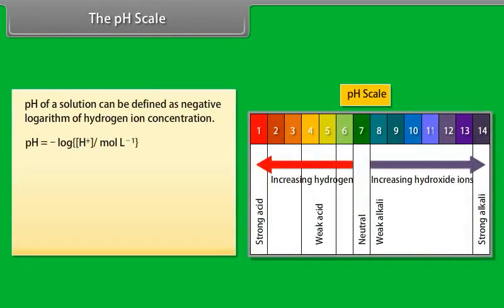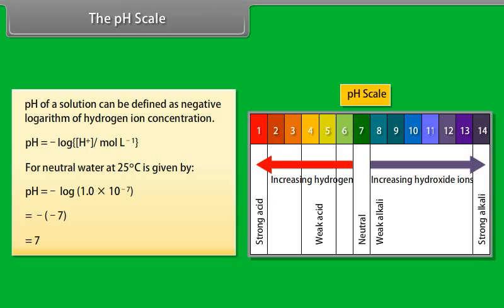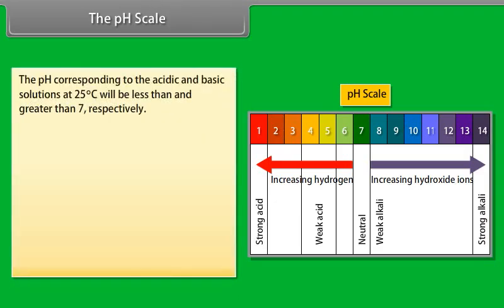The pH scale. The pH of a solution can be defined as the negative logarithm of hydrogen ion concentration. For neutral water at 25 degrees Celsius, pH is equal to minus log of 1.0 into 10 raised to the power minus 7, which is equal to 7.